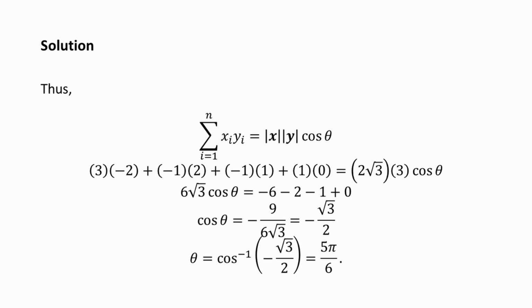Then we move the 6 square root 3 to the right-hand side, so it becomes negative 9 over 6 square root 3, which we further simplify with some cancellation and rationalization of the denominator, and it becomes negative square root 3 over 2. Now we assume that the angle between these two vectors is less than 180 degrees. By applying the arc cosine, or cosine inverse, of negative square root 3 over 2, we get 5 pi over 6. And so that is the solution.